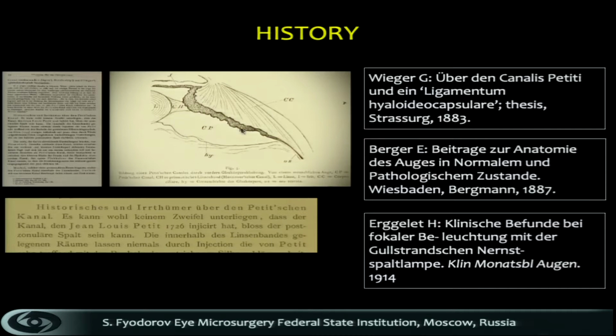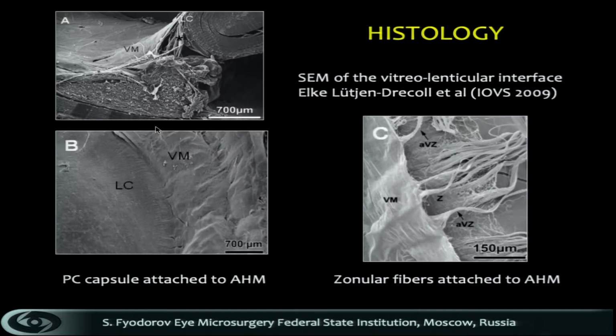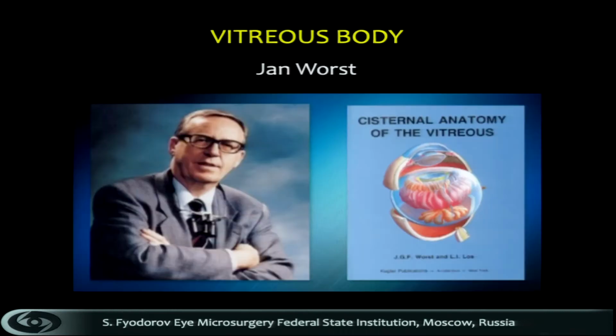There are several channels like the Petit canal, and there is a Wieger ligament that is attaching the vitreous to the posterior capsule, and it's shown here by scanning electron microscopy, so that there is a quite firm attachment between the posterior capsule and the anterior hyaloid membrane, and also zonules are involved in that attachment. And we know from John Worst that the anatomy of the vitreous body is also quite complex.